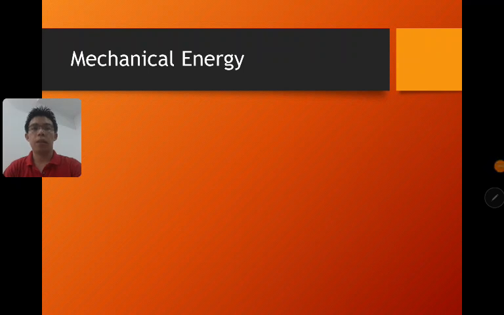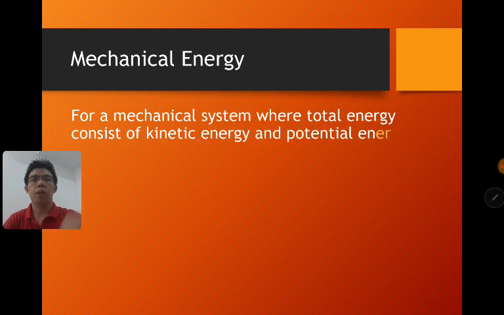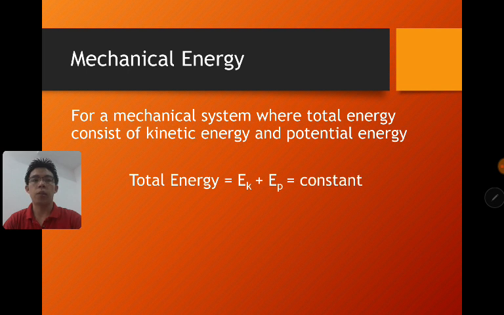Alright, today we're going to look at the extension from the kinetic energy and the gravitational potential energy. These two types of energy together are called the mechanical energy. So for a mechanical system where the total energy consists of these two energies, we can say that the total energy equals the kinetic energy plus the gravitational potential energy, provided that there are no extra energy sources.